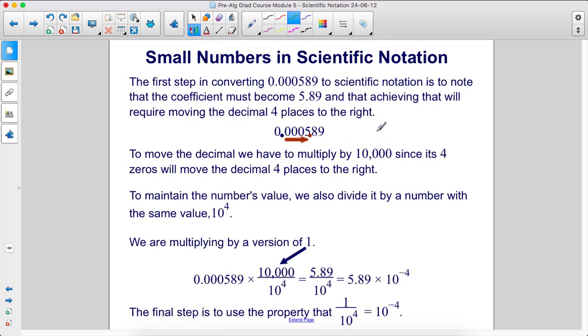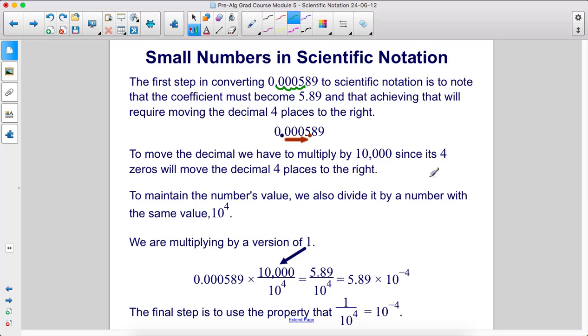The first step in converting small numbers to scientific notation is to note that the coefficient here must become 5.89, right? Because we still want that coefficient to be greater than or equal to 1, but less than 10. Achieving that will require moving the decimal 4 places to the right. 1, 2, 3, 4. To move the decimal, we have to multiply by 10,000. Since it's 4 zeros, we'll move the decimal 4 places to the right.